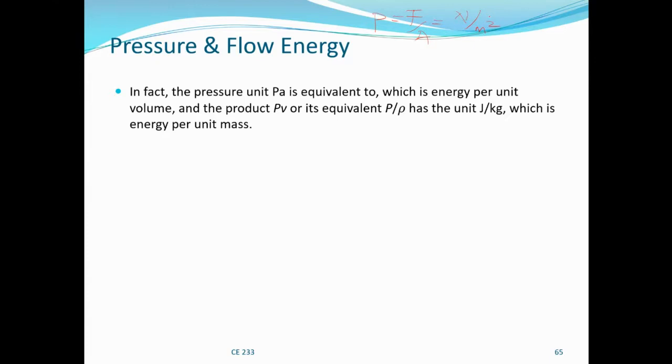When you have Newton per meter squared, you can introduce meter on top and meter below without changing anything. When you introduce meter on top, Newton times meter is energy or work. And meter squared times meter is meter cubed, which is volume. So basically, pressure is simply the energy, or the potential energy, per unit volume.